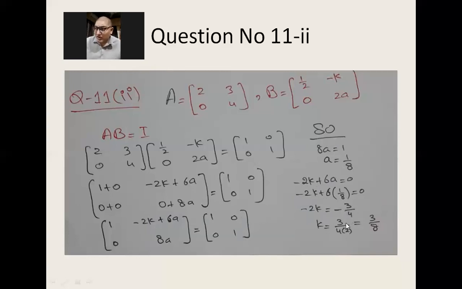Minus minus will be gone. This 2 will go on this side, it will divide. So you will have k equals to 3 divided by, downstairs I write 4 into 2. And that will be 3 by 8. So this is the value of k. Hopefully you understand.